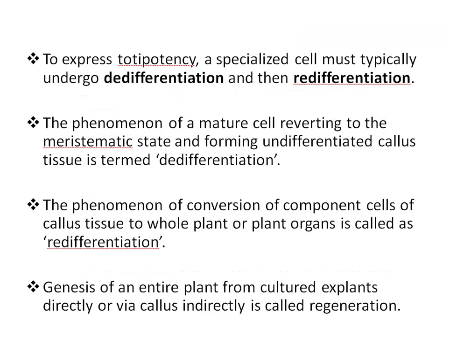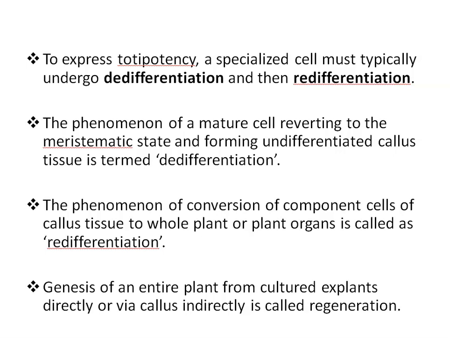To express totipotency, a specialized cell must typically undergo dedifferentiation and then redifferentiation. In 1958, F.C. Steward successfully demonstrated totipotency by growing a complete carrot plant from isolated phloem cells cultured in a liquid medium containing coconut milk.